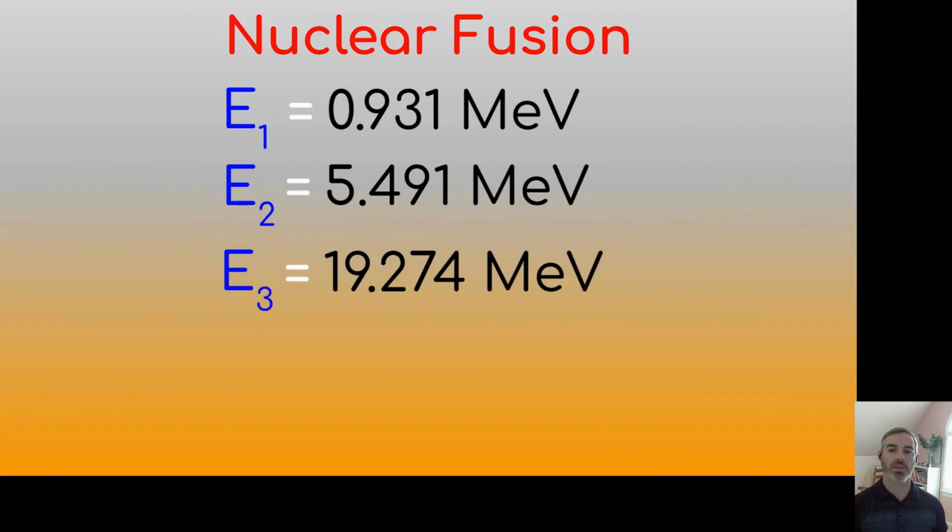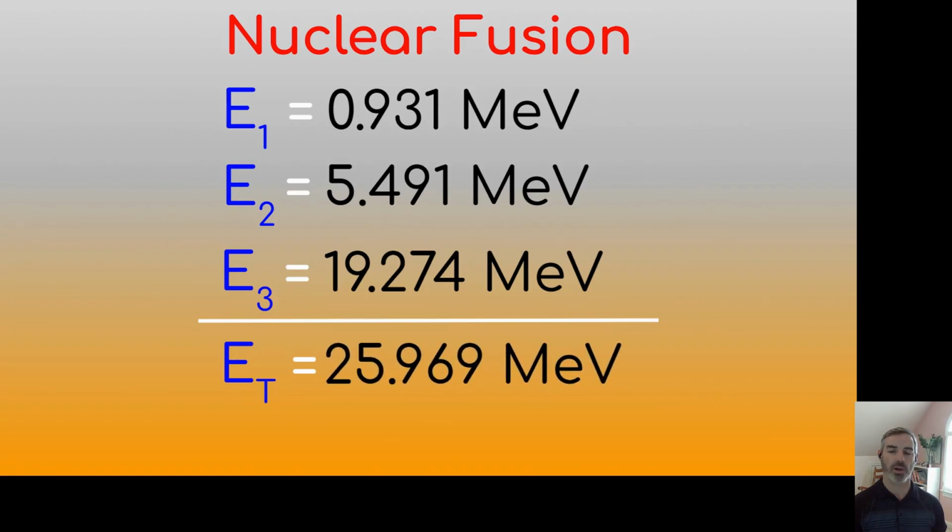So if we look at the energy in our sun for the three different processes, we end up with a total energy of 25.969 mega electron volts. Now, one of the processes is the helium-3 colliding and fusing with hydrogen.